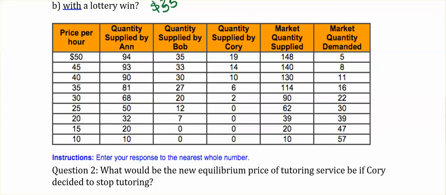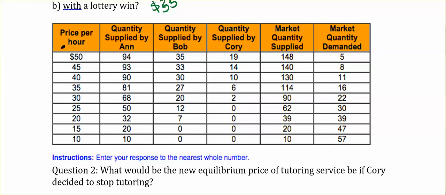In order to answer this question, you need to first read the table and try to understand what the columns are. The first column is price per hour, so that is the market price. The second column, quantity supplied by N, is N's supply curve. The third is Bob's supply curve. The fourth column is Corey's supply curve. And the fifth column is market quantity supplied.